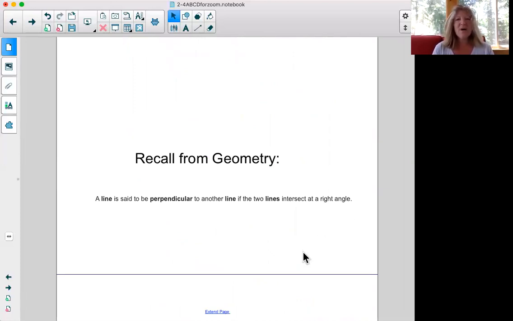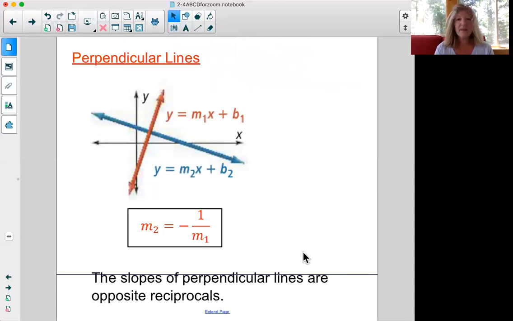Now, let's talk about perpendicular lines next. Remember from geometry that a line is said to be perpendicular to another line if those two lines intersect, forming a right angle. Now let's talk about the same concept, but algebraically. Perpendicular lines are lines whose slopes are opposite and reciprocal of one another.